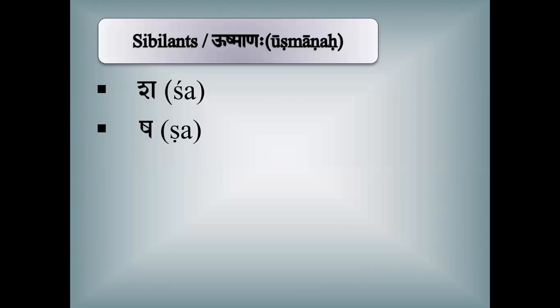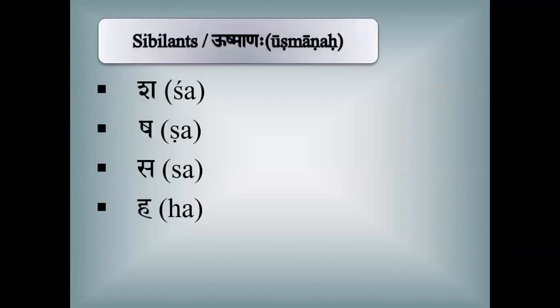One is sa, like from the word Saraswati, Sagara, Sarala. And the fifth one is ha, like Hari. Harihi. We say ha. Hari. That ha.